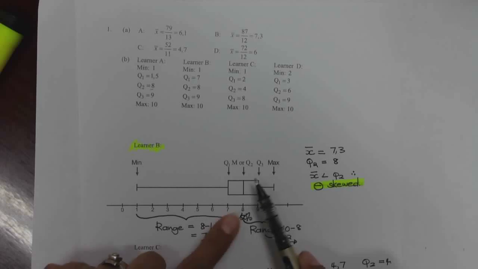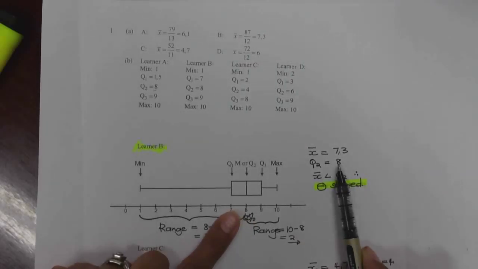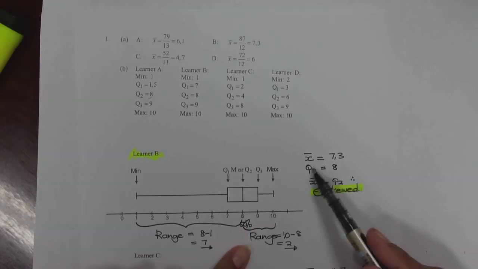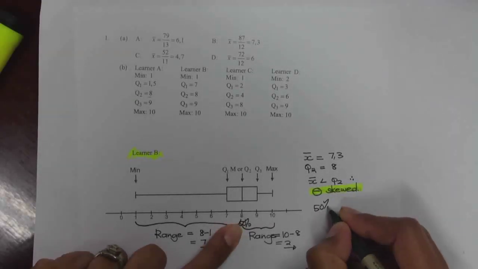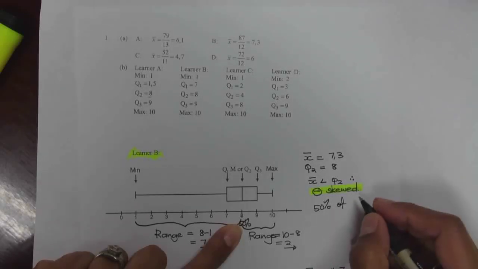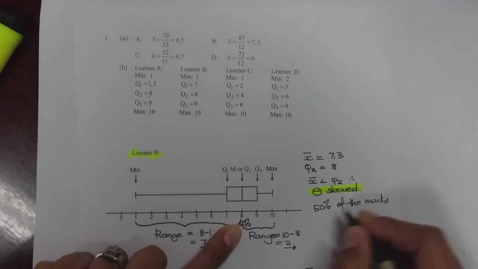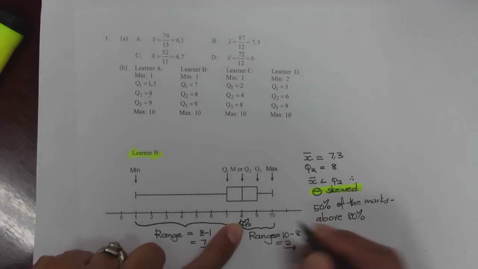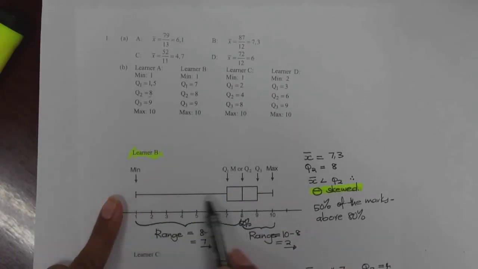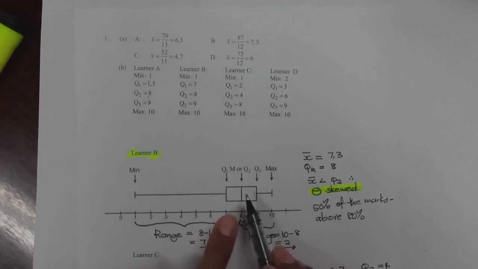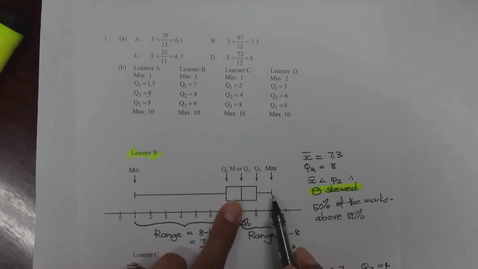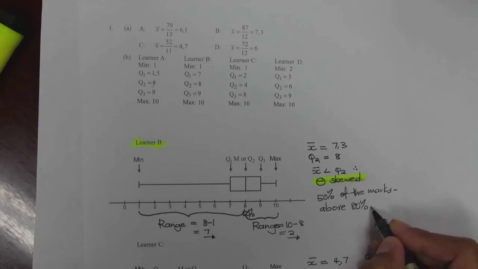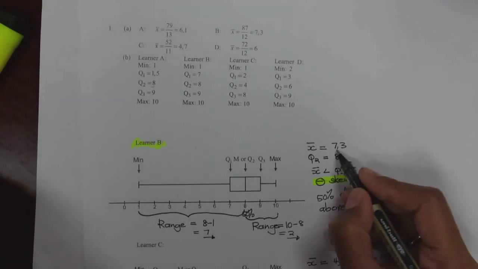Now if you look at learner B, they have a high median, which is 8, which represents 80%. And their mean is 7.3, which is just above 70%. So what does this mean? This means that 50% of the marks for this learner lie above 80%. Because it's negatively skewed, it's more spread out here, so you have fewer values on the left-hand side, and more values condensed in the upper section. So 50% of the marks are above 80. That's quite a high set of scores. And the average is 7.3.